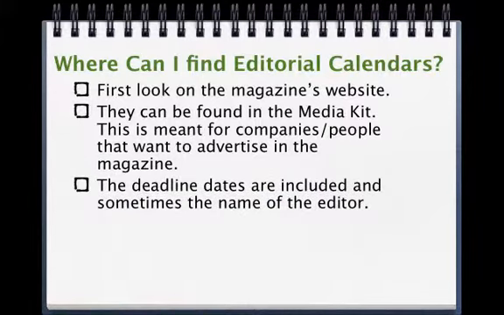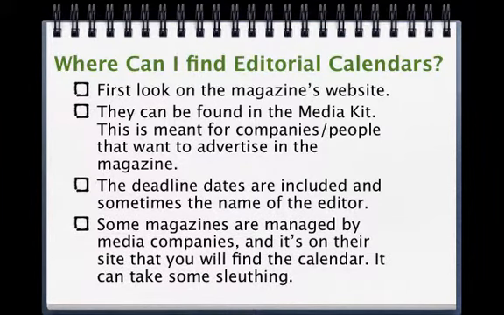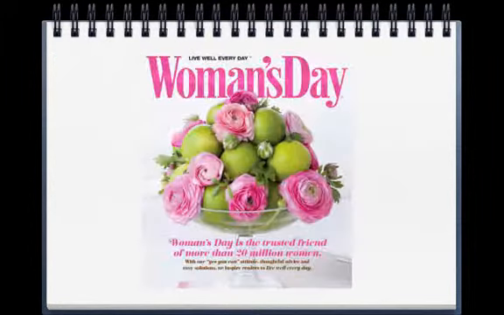So also a great little detail is that the deadline dates are included and sometimes even the name of the editor. So definitely pay attention because this makes it a lot easier to contact the correct person. And sometimes magazines are managed by media companies, and it's on their website that you will find the editorial calendar. Again, this will take a little bit of sleuthing, but it's well worth it. I've heard of a lot of entrepreneurs having success getting featured in magazines this way.